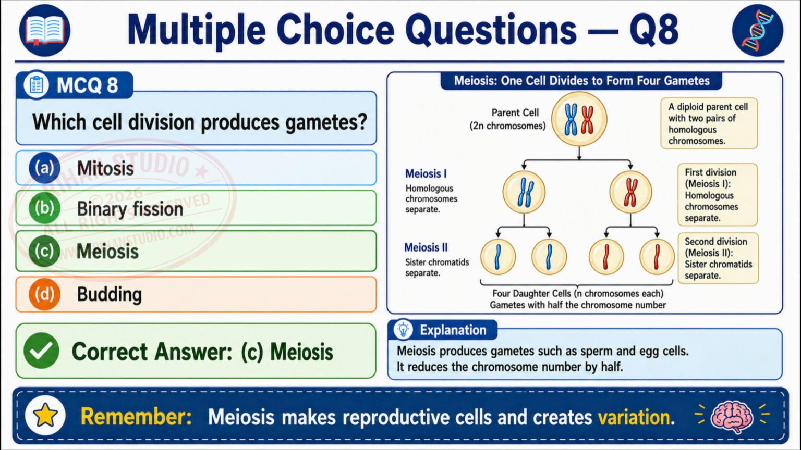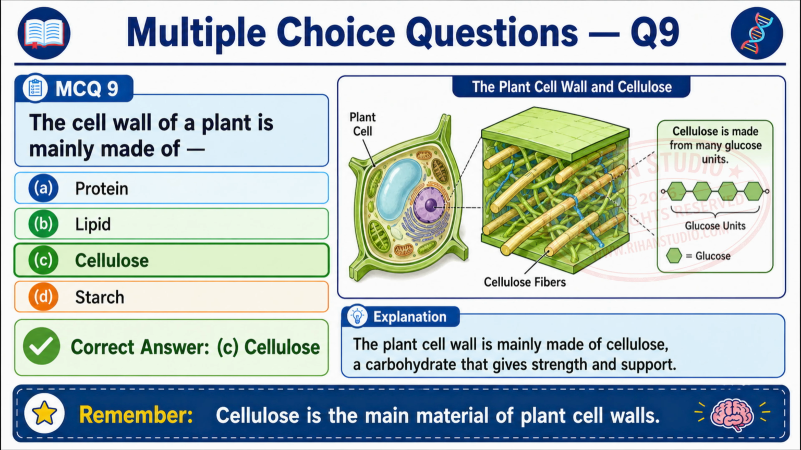Answer: C, meiosis. 9. The cell wall of a plant is mainly made of A. protein, B. lipid, C. cellulose, D. starch? Answer: C, cellulose. 10. Suicide bags of the cell are A. ribosomes, B. lysosomes, C. vacuoles, D. plastids? Answer: B, lysosomes. Fill in the blanks.